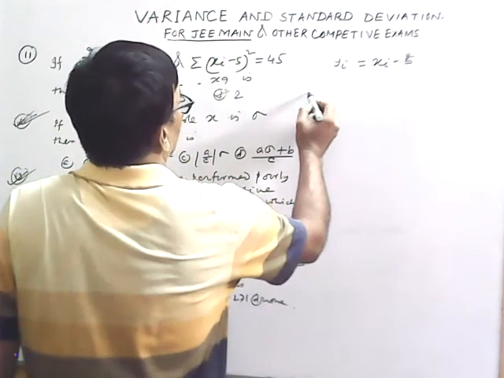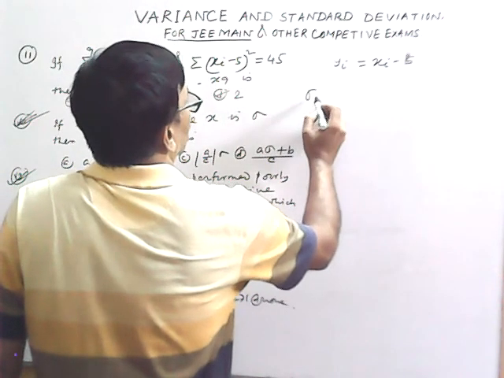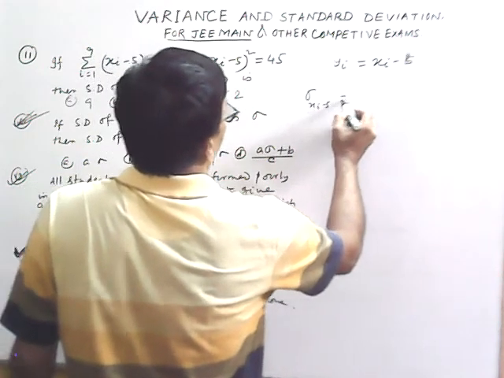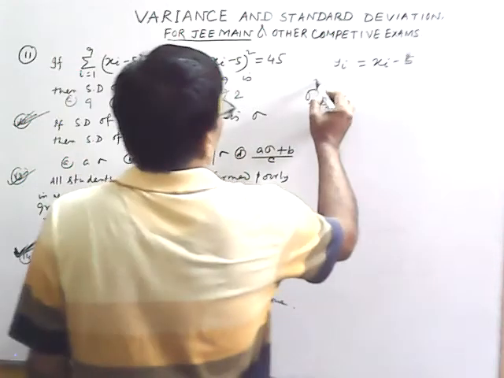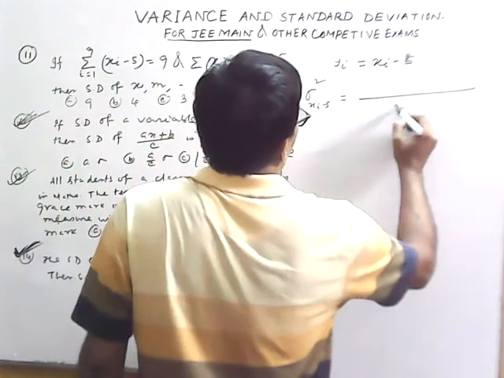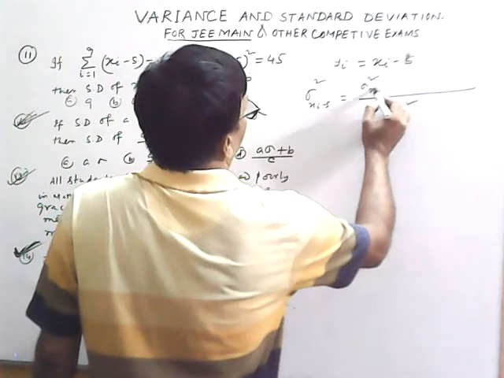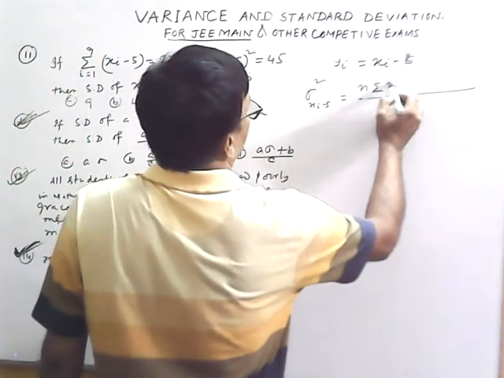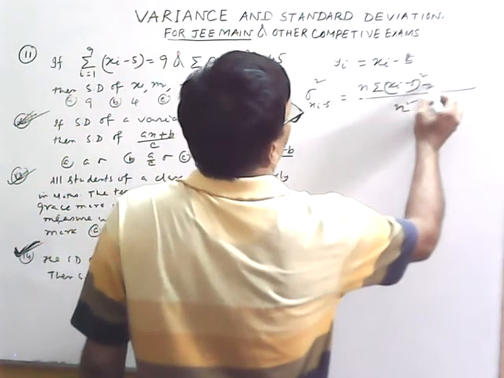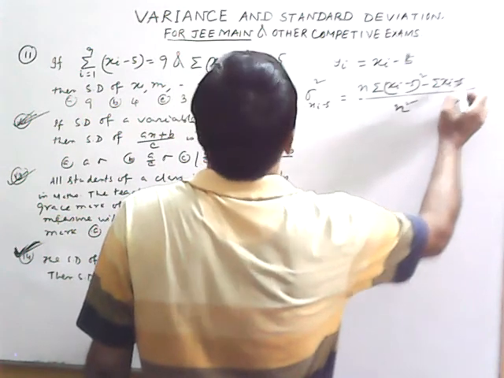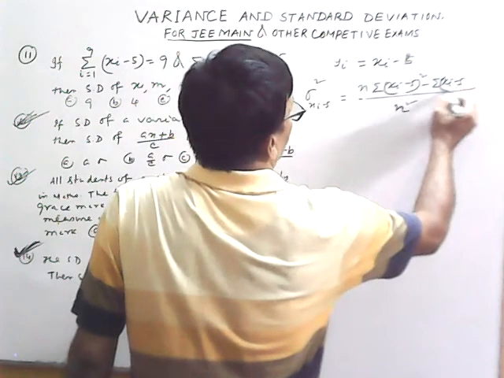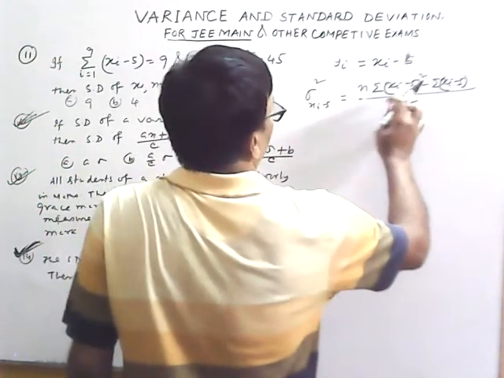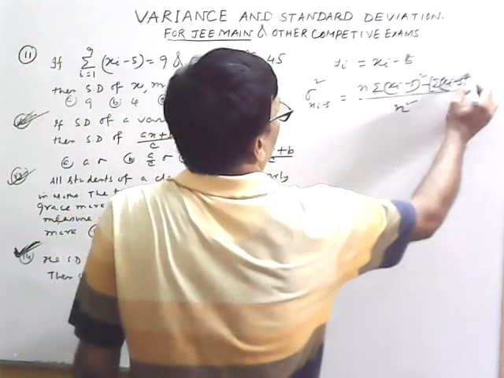So what is sigma of xi minus 5? Sigma square, suppose, xi minus 5: n square, sigma square equals n into the summation of (xi minus 5) whole square minus the summation of (xi minus 5) whole square.